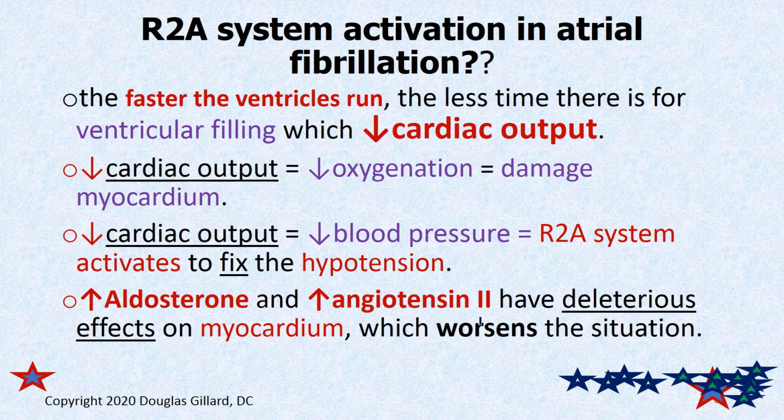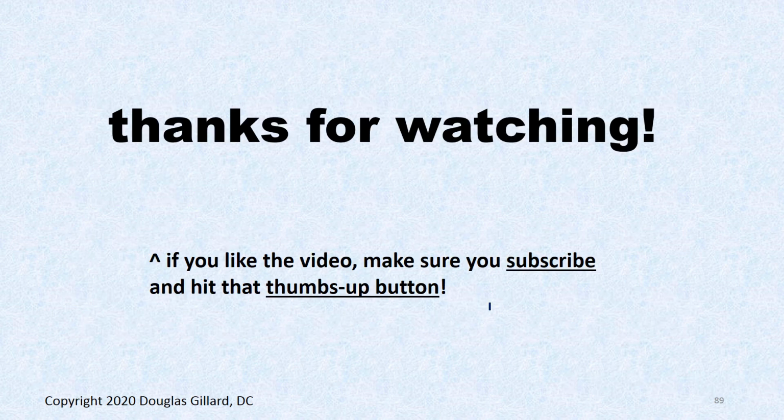The RAA system will be activated in someone with sustained atrial fibrillation, because you have no atrial systole. It's completely gone. So you'll have a decreased ejection fraction, and there'll be hypotension for a while, but the RAA system will kick in to fix that hypotension. But the problem is it does it with aldosterone and angiotensin II. And we know those actually worsen the heart.